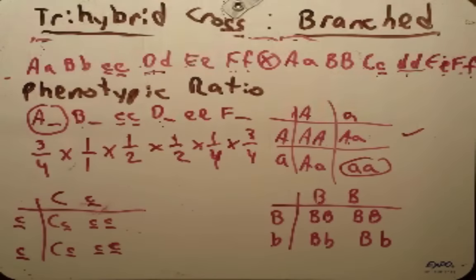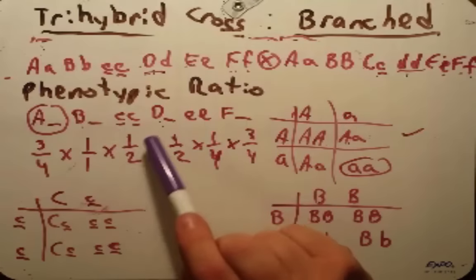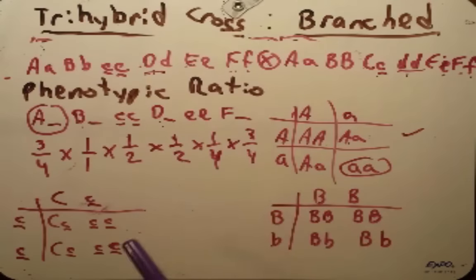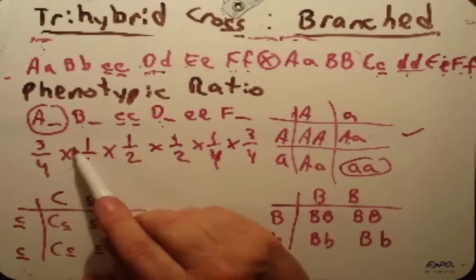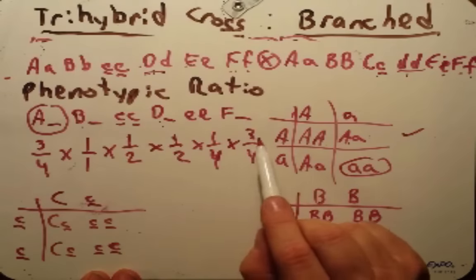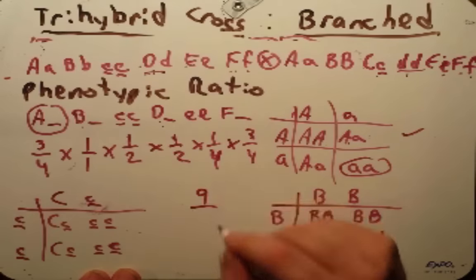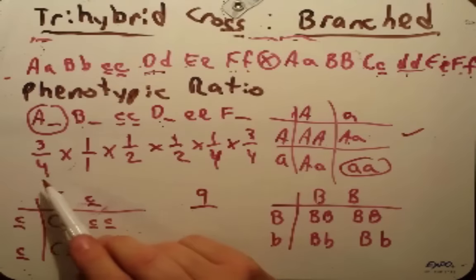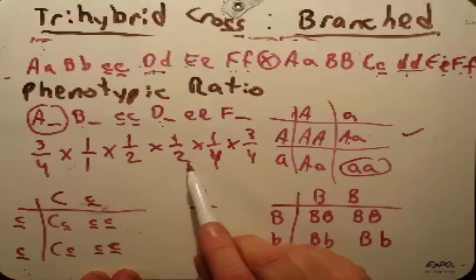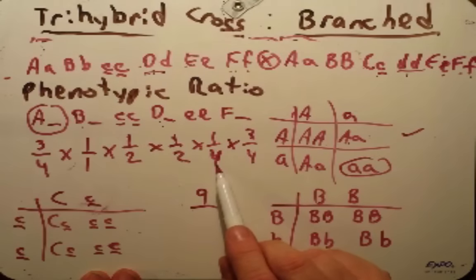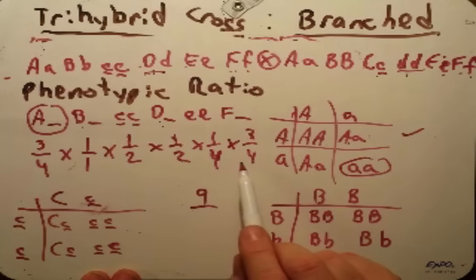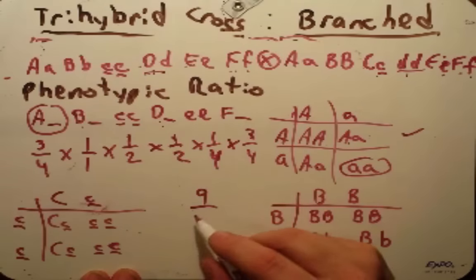And so if we wanted to know the probability of having a phenotype of big A, big B, little c, big D, little e, big F, we would multiply these numbers through. And when we do that, what we get is 3 times 1 times 1 times 1 times 1 times 3. We get 9. And down here, when we multiply these through, we get 4 times 1 is 4, times 2 is 8, times 2 is 16, times 4 is 64, times 4 is 256.